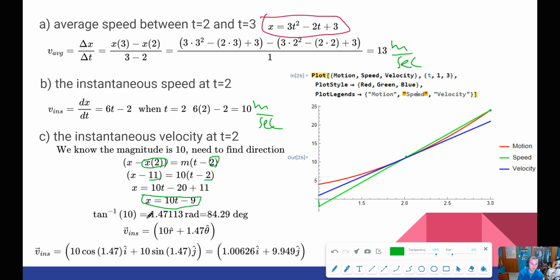But you take the tangent inverse, and that gives you some number of degrees. So the quickest way that we can do this, since we know the magnitude of our vector is 10, is we can write this in polar form. So 10 r hat plus 1.47 theta hat.